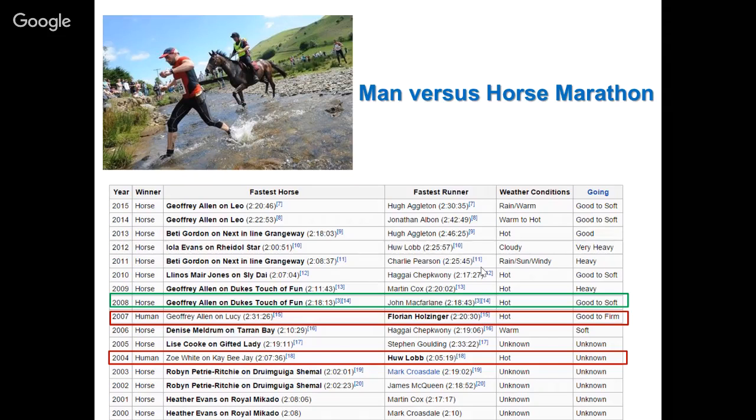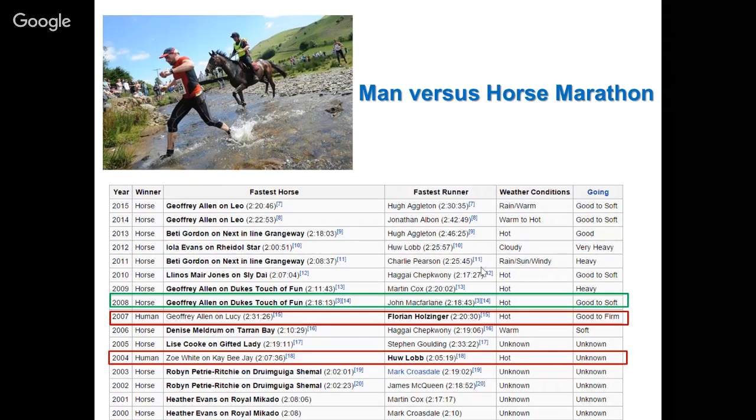So I just want to point out a few things here. You can see they're showing us the year and who won, a horse or a human. And there are a few cases where humans actually won. If you go through and look at it, in 2008, you can see John McFarlane just barely lost to Duke's Touch of Fun, written by Jeffrey Allen, in a hot condition.